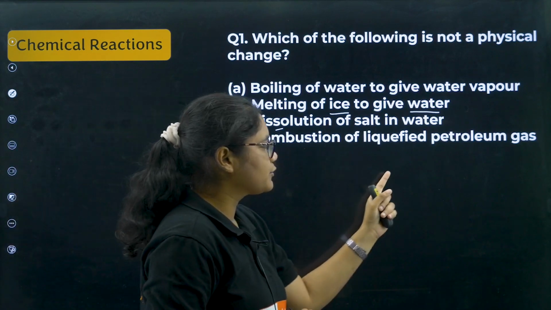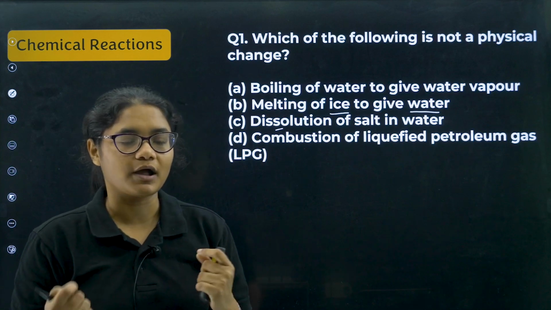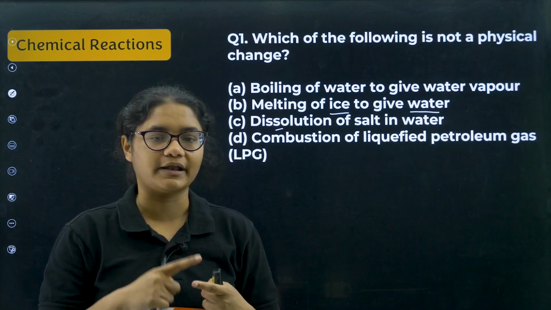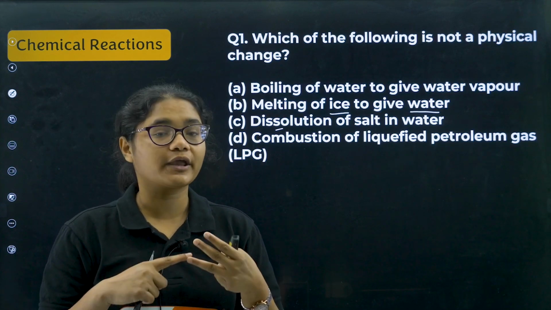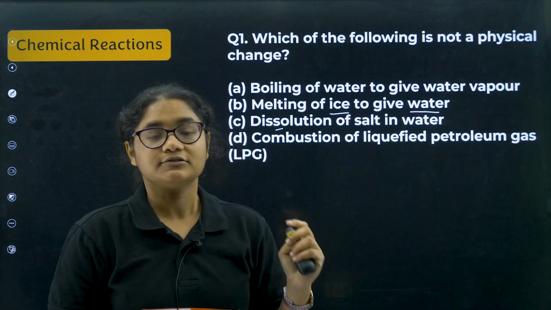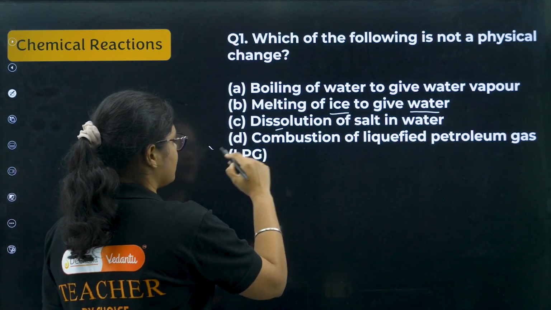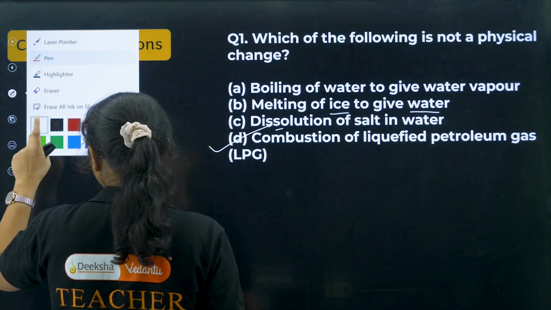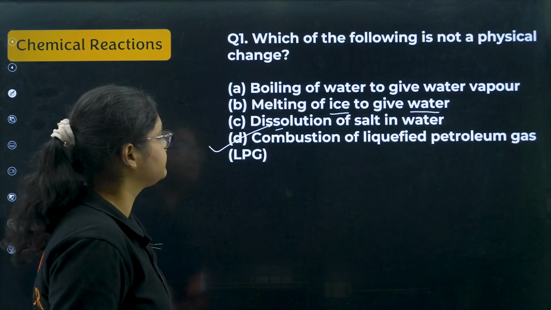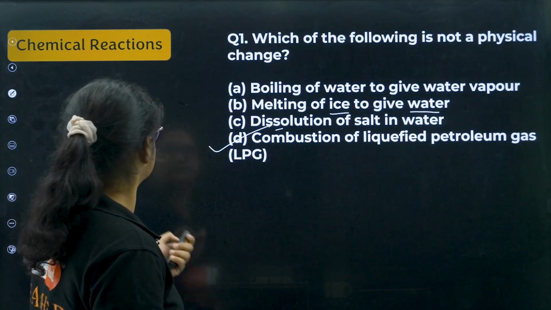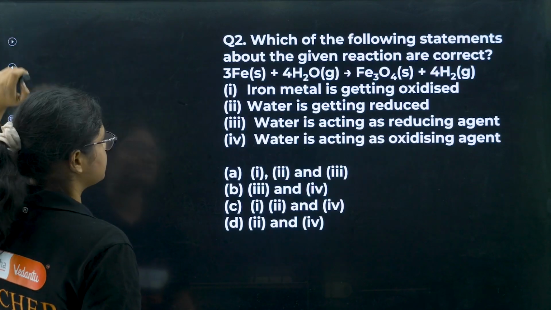Now combustion of liquefied petroleum gas. If you do combustion, the byproducts will be carbon dioxide, water and heat, right? You cannot get back the fuel again. That is why this is a chemical change and not a physical change. So the answer will be option D, okay? Next question, we'll move to question number 2.